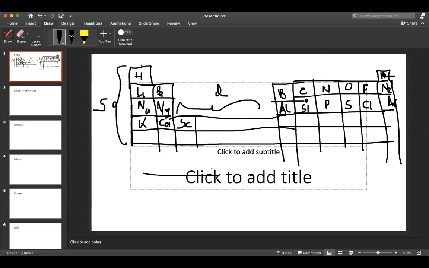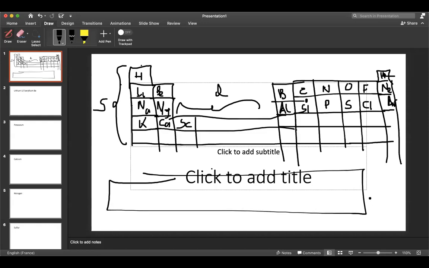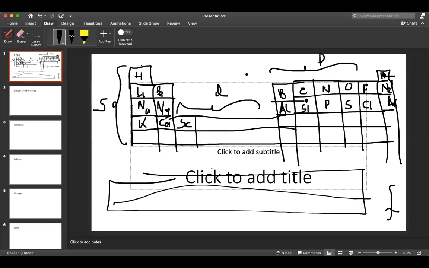Then these ones here, the lanthanides and actinides, are called the F block. Then the last ones, they're called the P block.